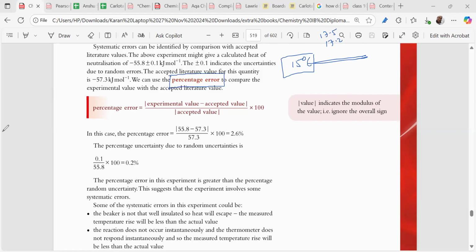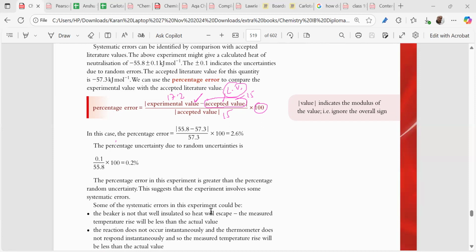What do you mean by percentage error? Percentage error will be the experimental value minus the accepted value, where the accepted value is the literature value. The experimental value here is 17.2. The accepted value is 15 degrees centigrade. Divide by 15 degrees centigrade, times 100. Did you get this point? Is it clear to you?